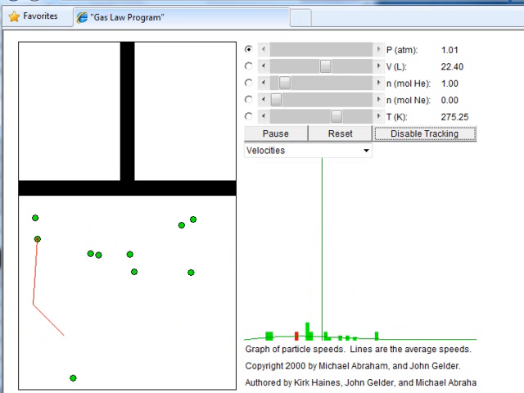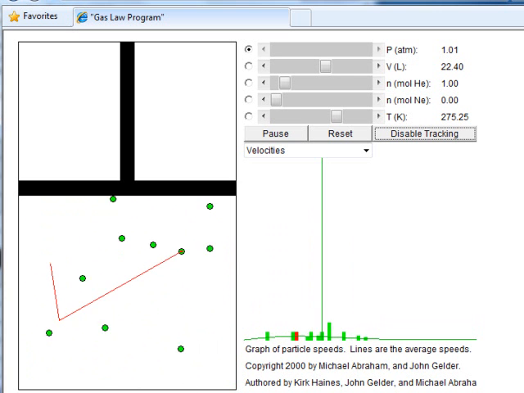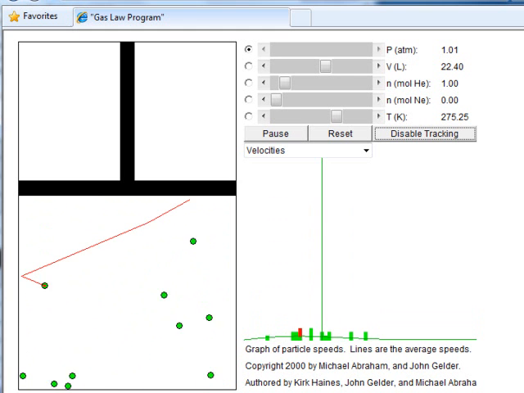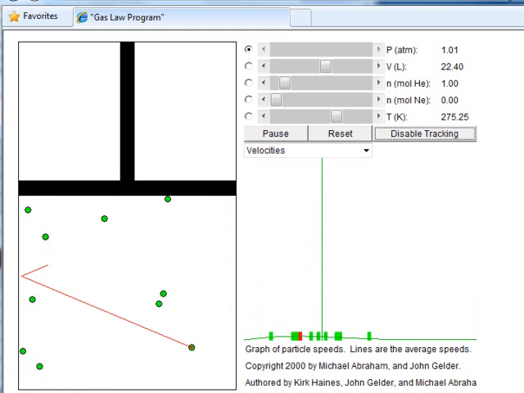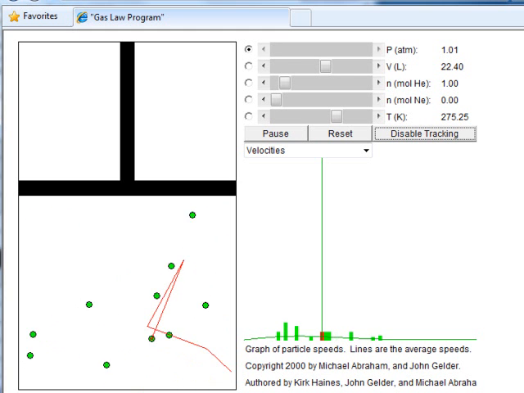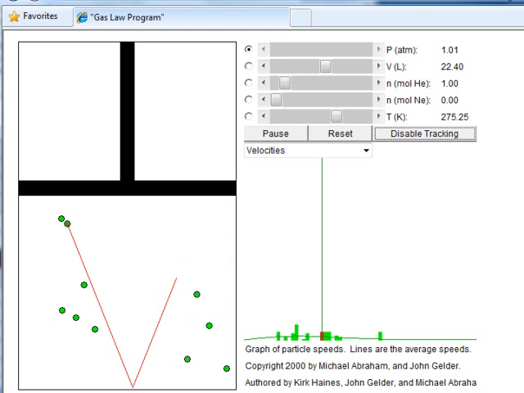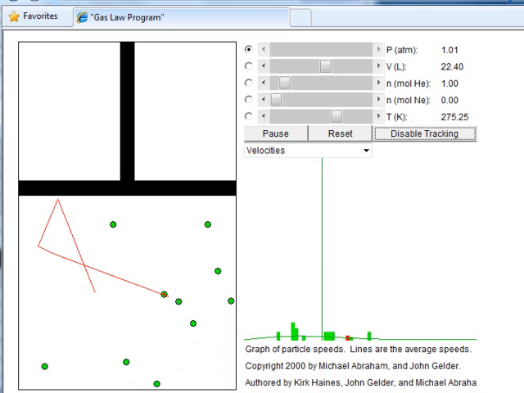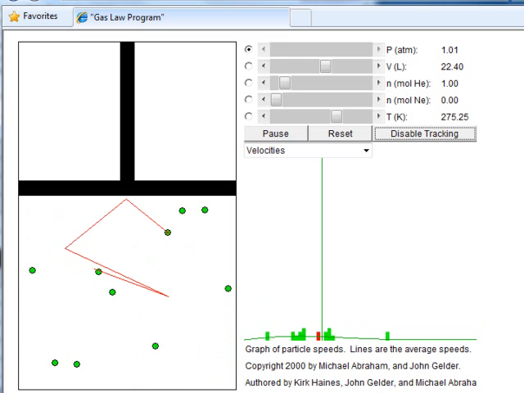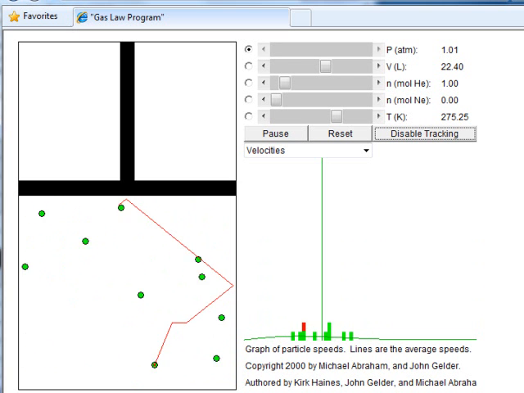So our particle has hit the wall a few times now, and as you can see, whenever our particle hits the wall, there really isn't any change in speed whatsoever. So what does this tell us? Well, a couple different things could be happening here. One, there could be no transfer of energy whatsoever between our particle and the wall every time there's a collision.